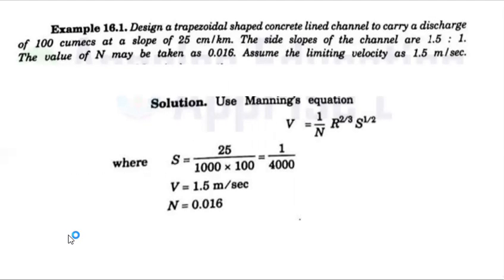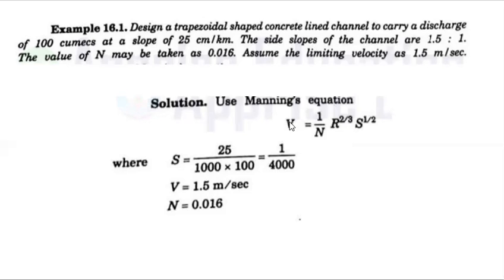So mostly the procedure is the same, only the area and the perimeter are quite different. Okay, so moving on to the problem: design a trapezoidal shaped concrete lined channel to carry a discharge of 100 cubic meters per second at a slope of 25 centimeter per kilometer. The side slope of the channel is 1.5 to 1. The value of n may be taken as 0.016. Assume the limiting velocity as 1.5 meter per second.